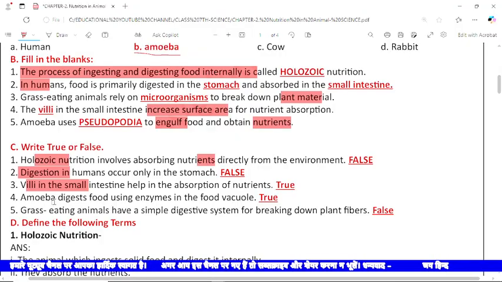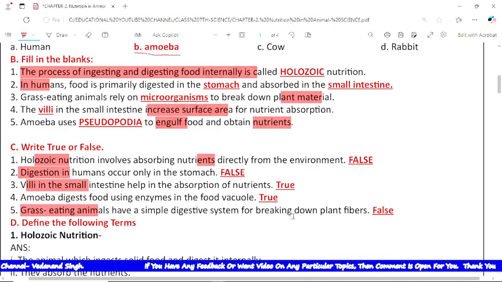The next is: amoeba digests food using enzymes in the food vacuole. Yes, amoeba has enzymes which are used to digest the food. That is true. Now the next is: grass-eating animals have the simplest digestive system. No, it has a complex digestive system. Generally four types of chambers are there, so this is false.